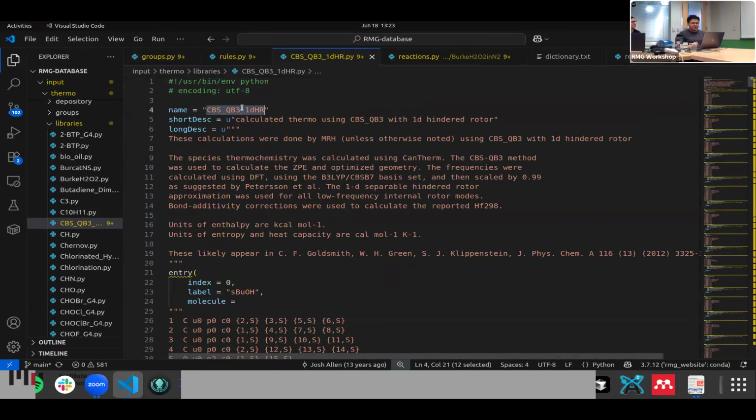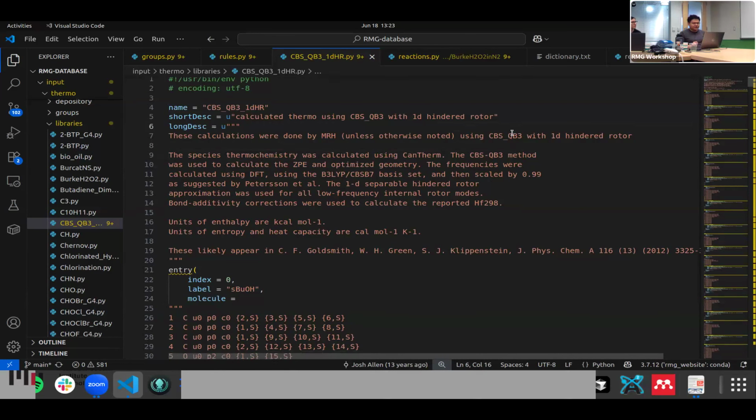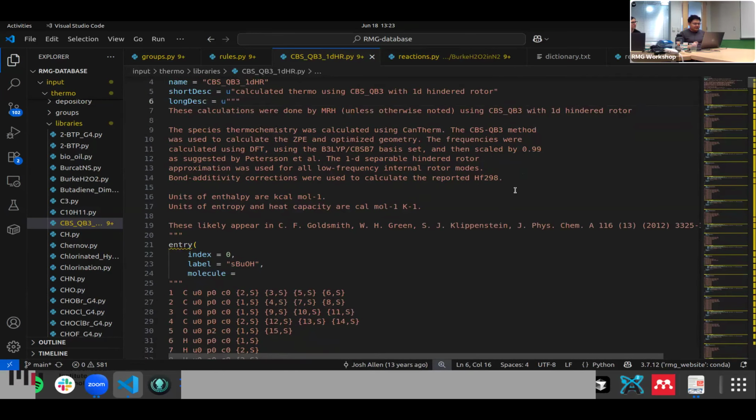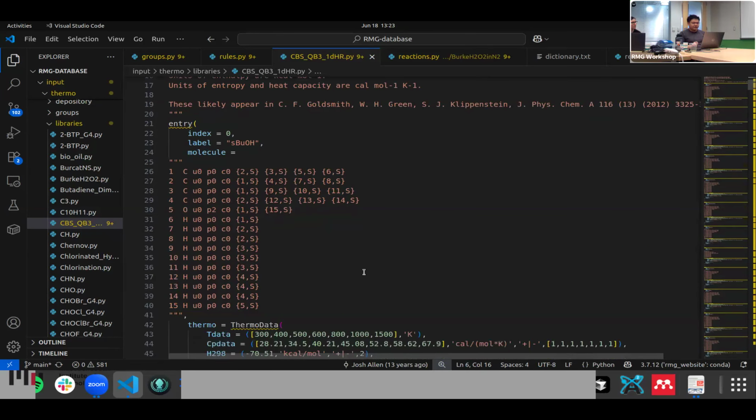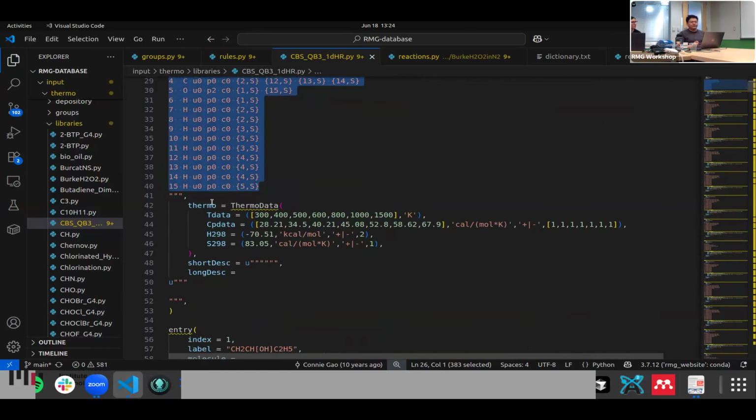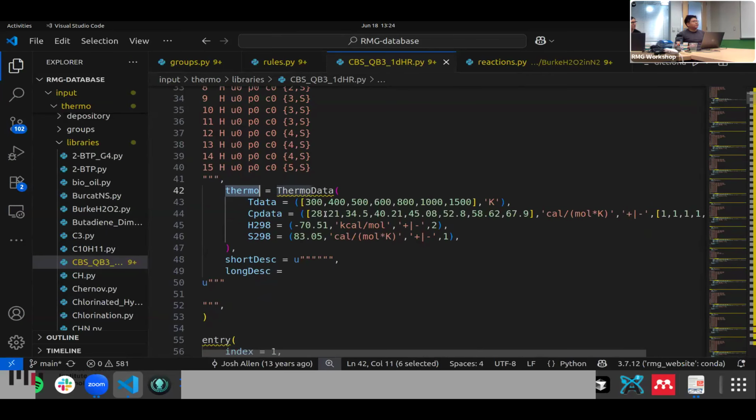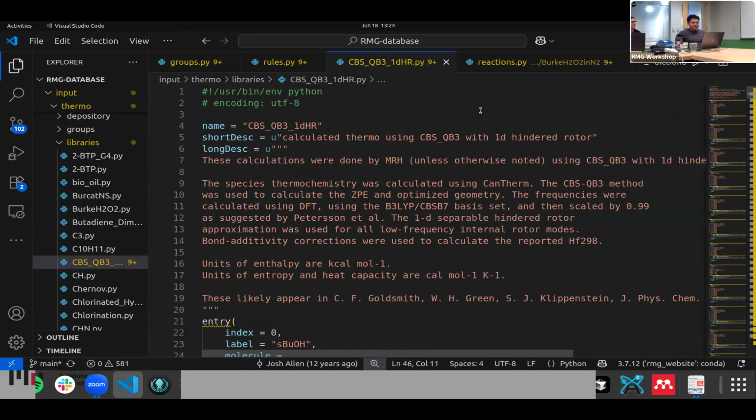This is CVS QB3 1D hindered rotor. This is in input thermo libraries, CVS QB3 1DHR. As you can see, these are basically QM calculations. And here we include the adjacency list for the molecule, and then we list out its associated thermodata. I'll zoom in a little bit. So here we have heat capacity, enthalpy, and entropy, and so on. So this is pretty straightforward for thermo.